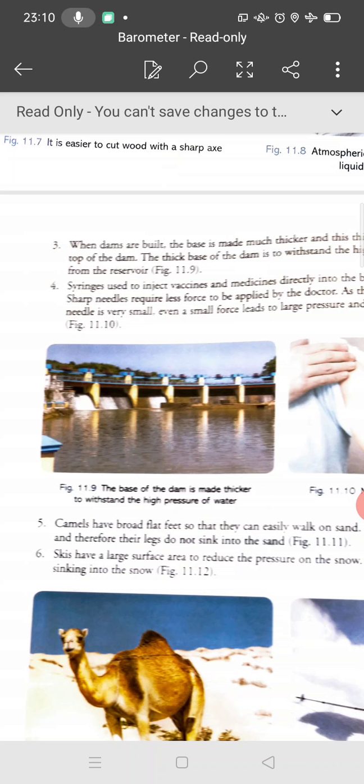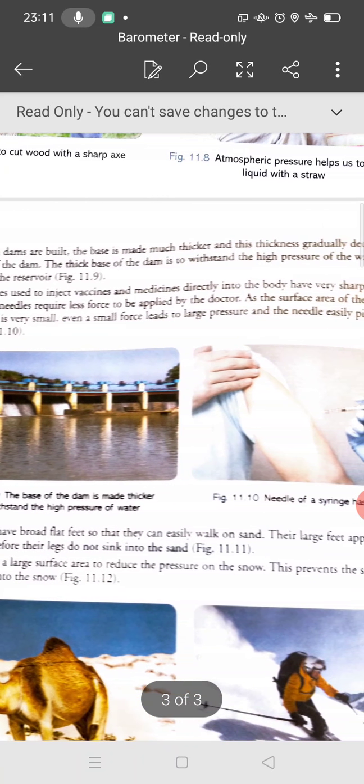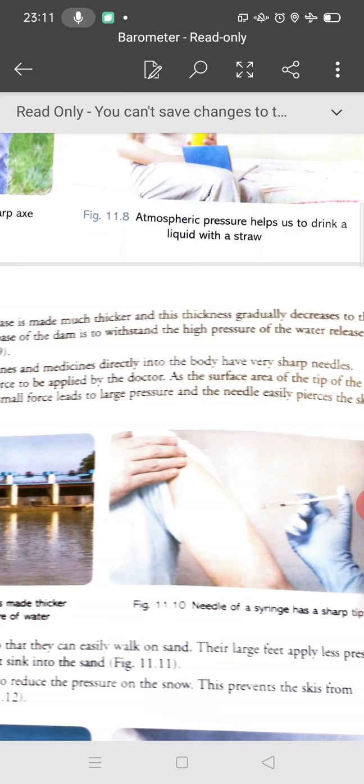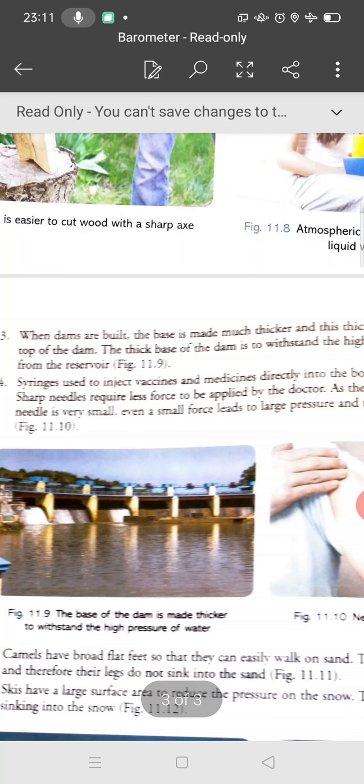Because there is a high pressure of the water, what will happen? It can break the dam. So that's why dams are built with the base made thicker, and this thickness gradually decreases to the top of the dam. The thick base of the dam withstands the high pressure of the water released from the reservoirs.